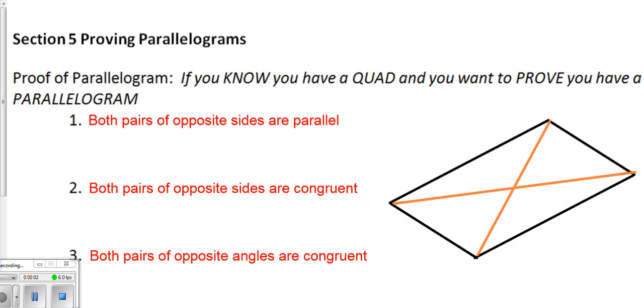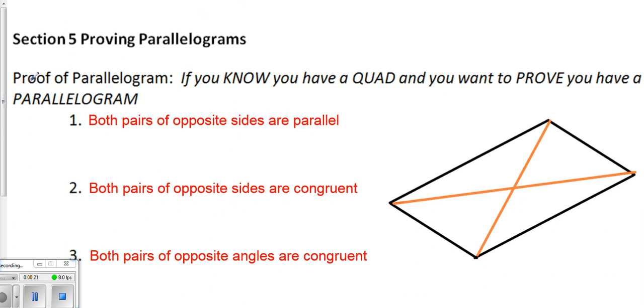All right, section 5 is about proving parallelograms. And what we mean by that is we're going to be able to look at a figure and say whether or not that figure is a parallelogram, or look at a figure and say, is that parallelogram something else? Can we figure things out about a diagram given some information?